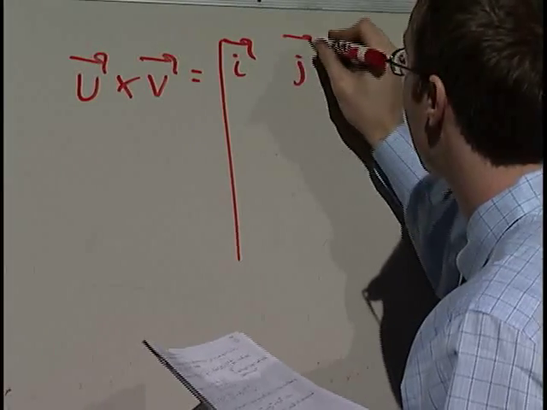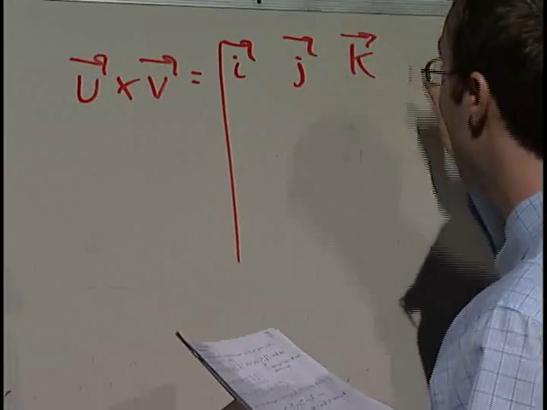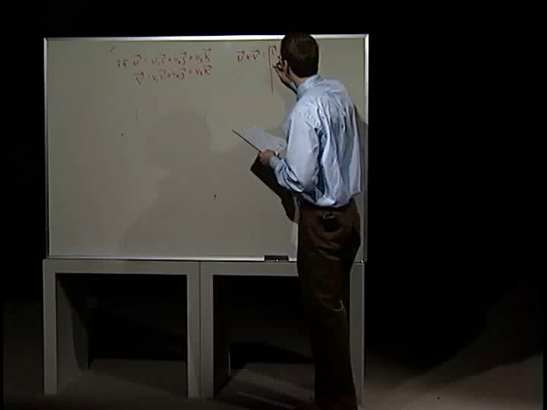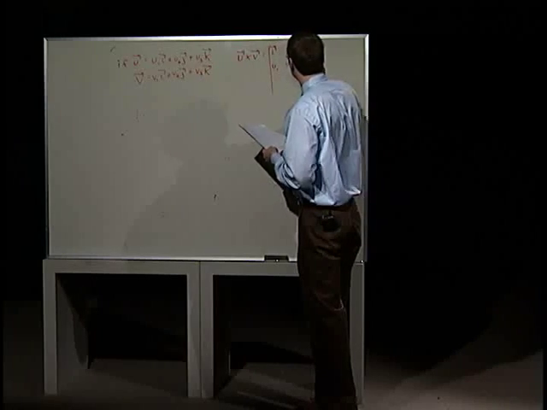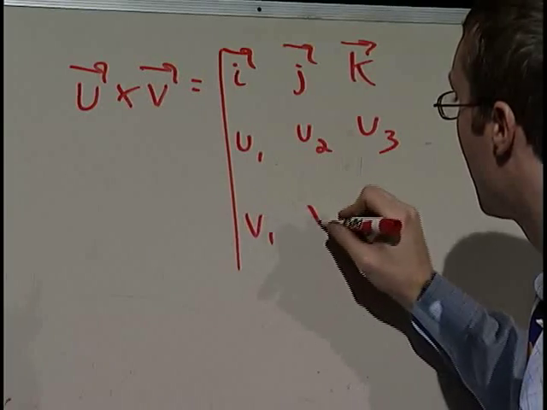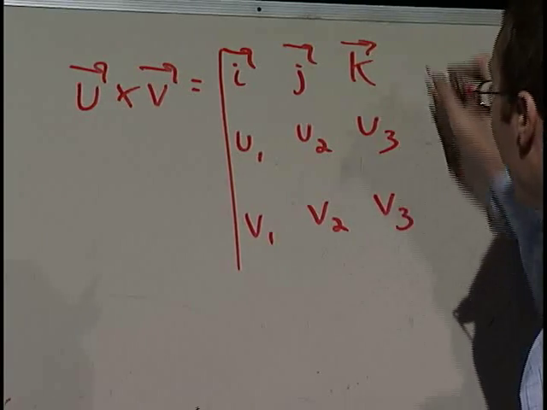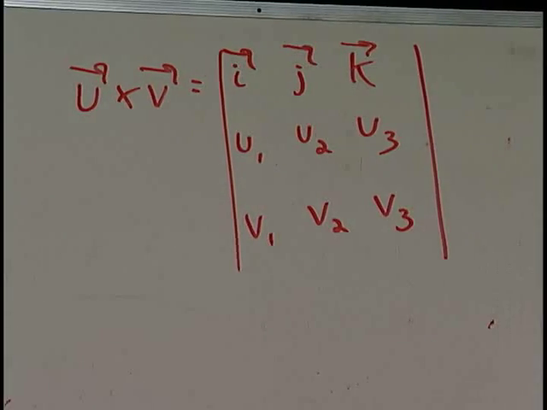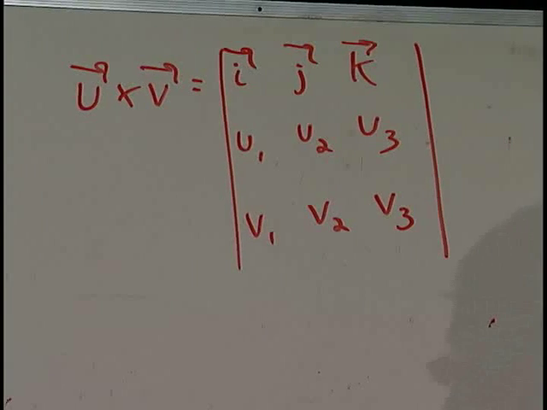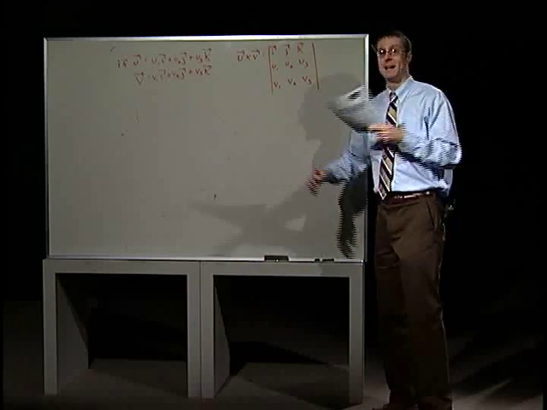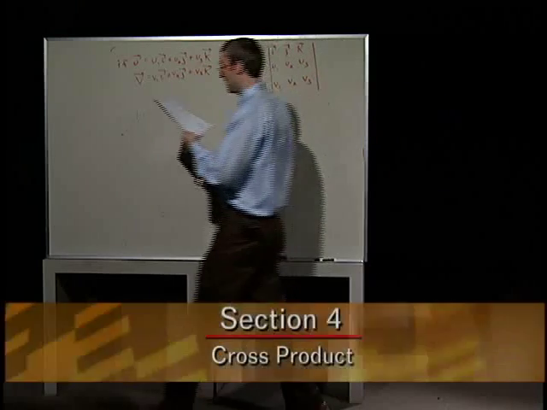So across the top row, we're going to list i, j, and k. And in the next 2 rows, we're going to list the coefficients. In other words, this 3x3 matrix has a determinant. That determinant is going to be the cross product. All right. So let's see what this looks like in an example, because it's kind of abstract at this point.